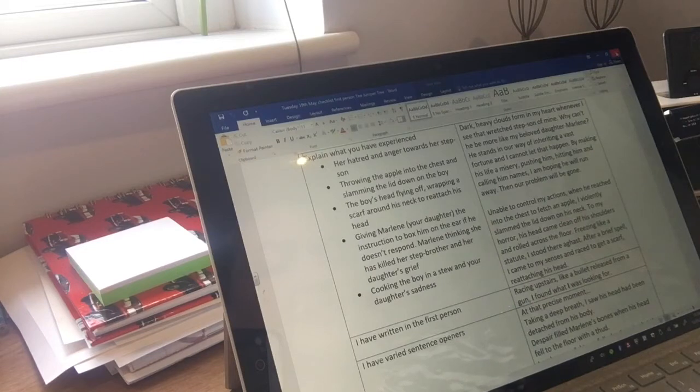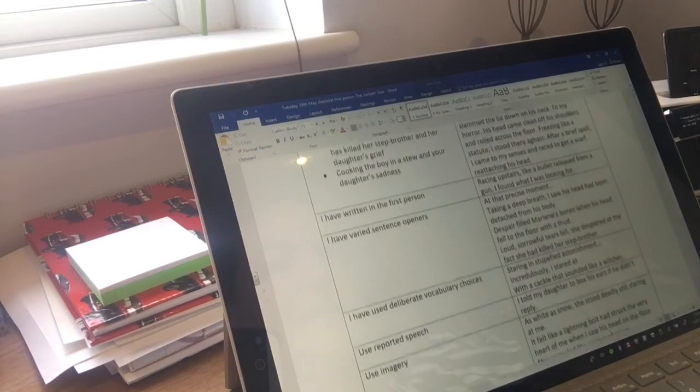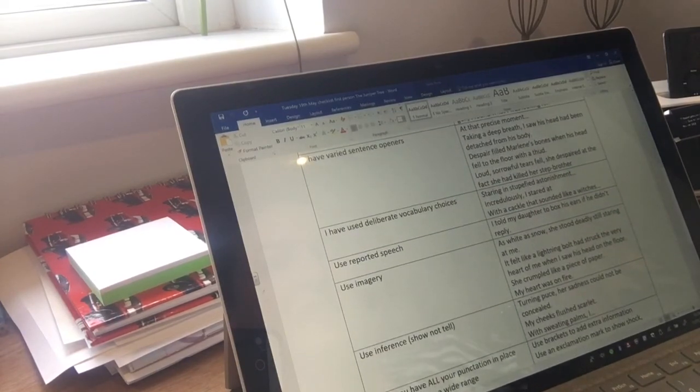Just like you've done previously, Year 5 and 6, when you're writing from the first person perspective, you need to use the first person. So my example is, racing upstairs like a bullet released from a gun, I found what I was looking for. Make sure you're varying sentence openers as well. Try not to keep starting each one with I. So some of my examples here include, at that precise moment, taking a deep breath, I saw his head had been dispatched from his body.